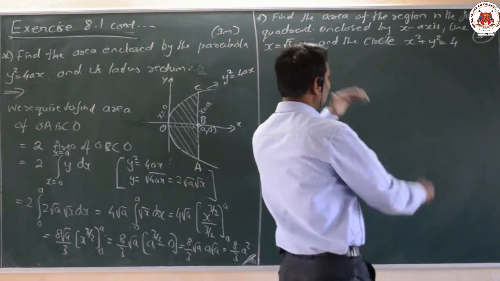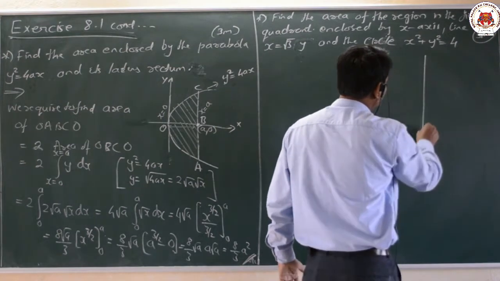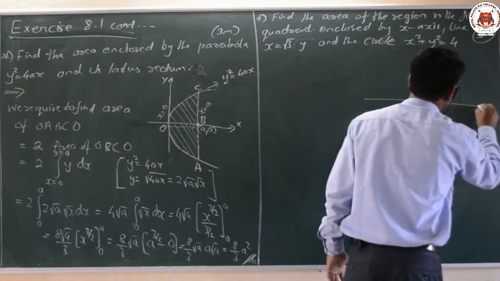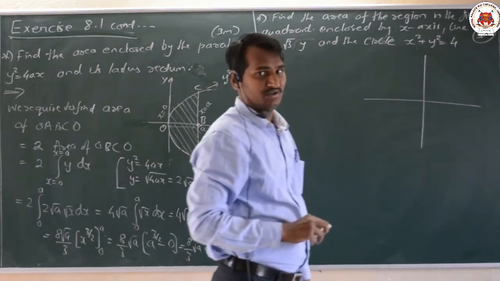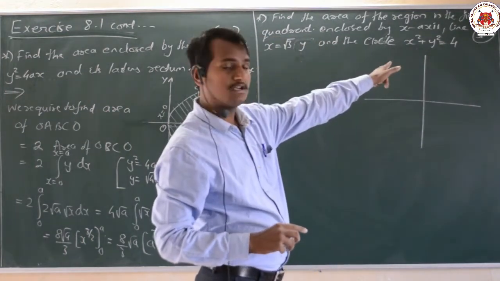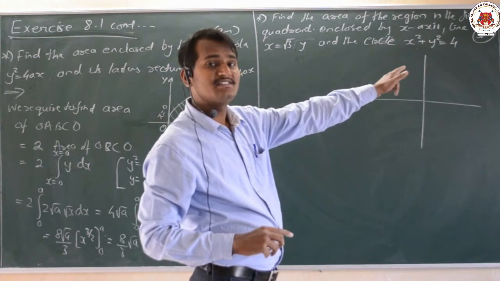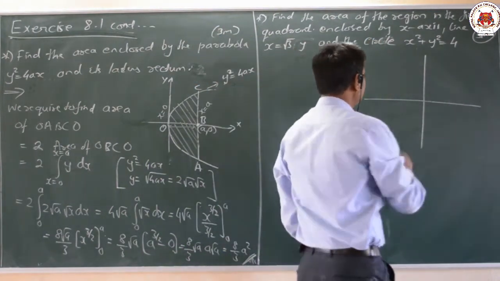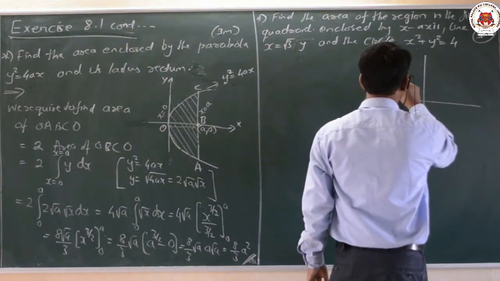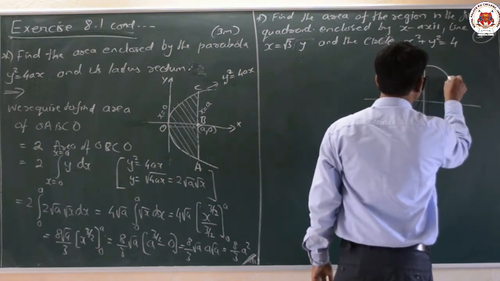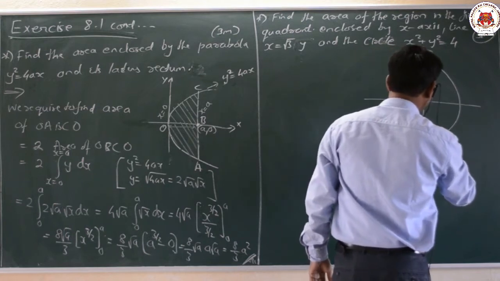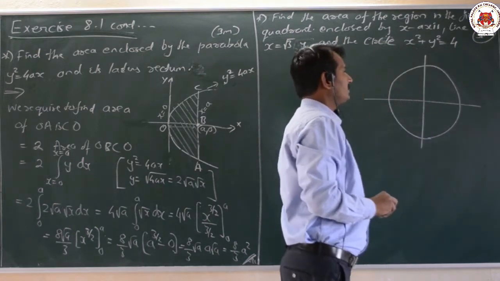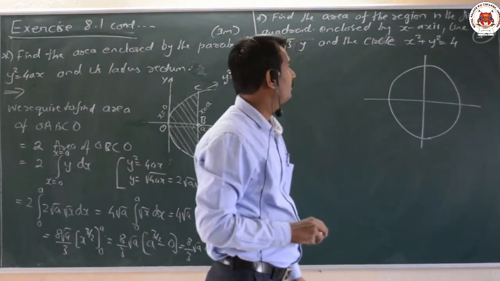Now whatever the equations are there, first of all we shall draw them. The first one is x square plus y square equal to r square. That is nothing but the equation of the circle, and here the center is the origin. We will draw the circle, dear students. It is our equation of the circle, x square plus y square equal to 4.